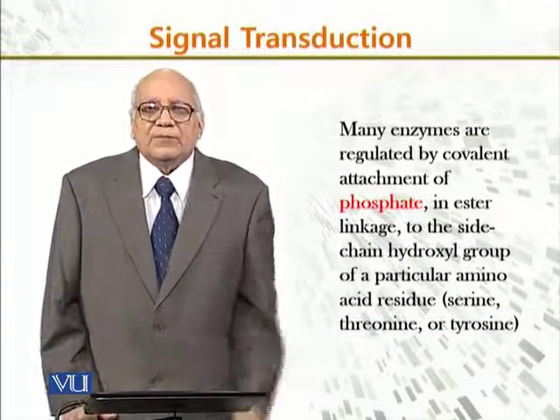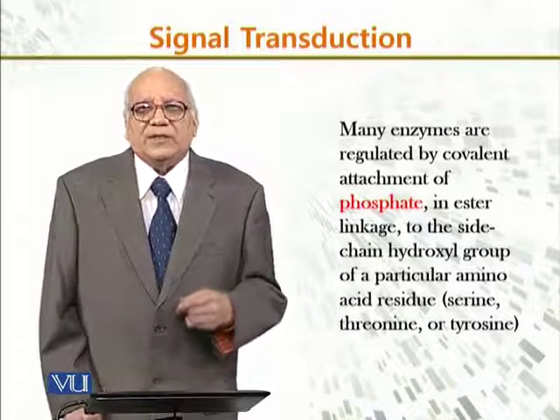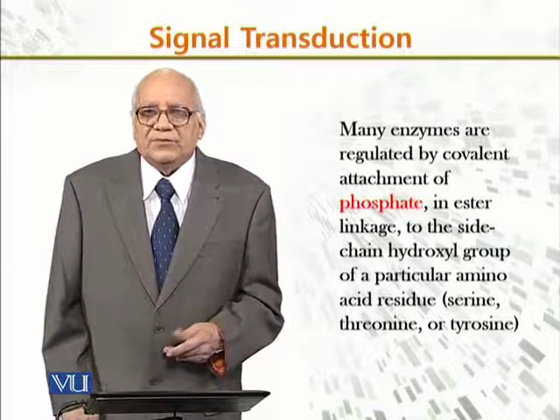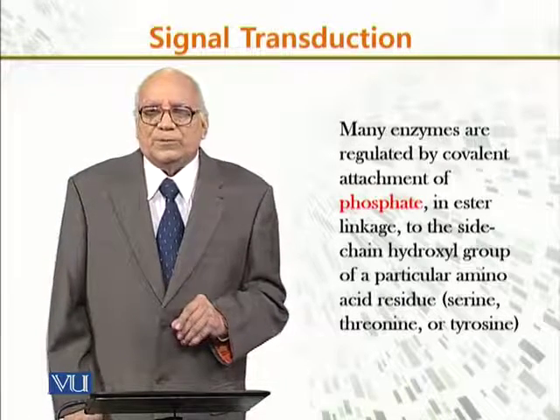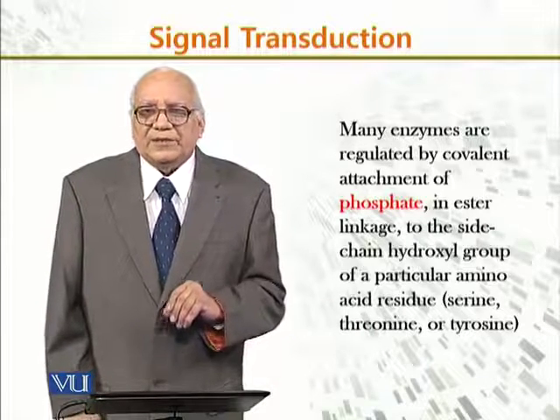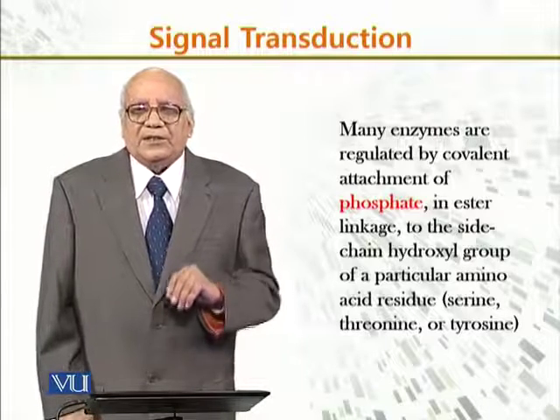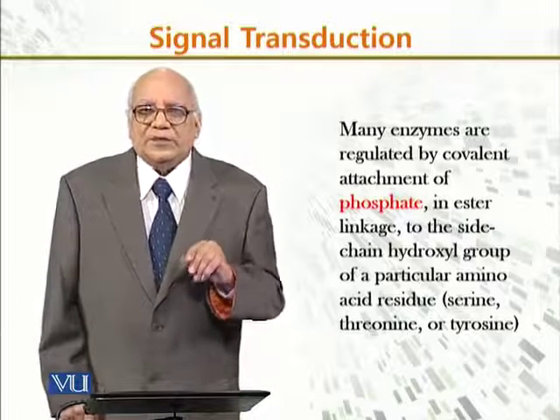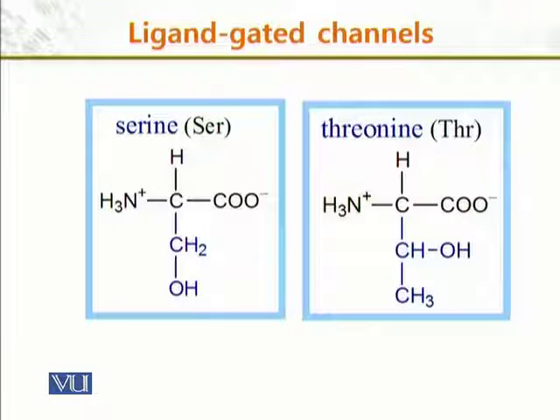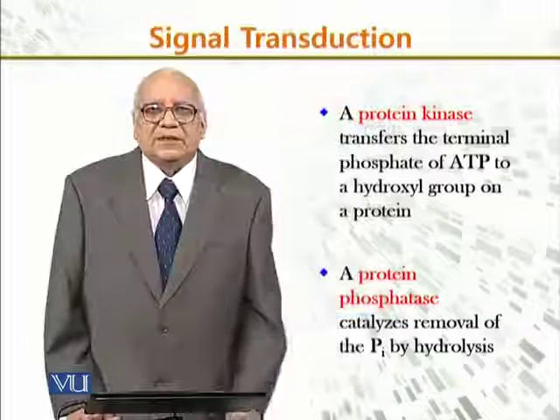The components used for signal transduction are enzymes which are regulated by covalent attachment of phosphate in ester linkage to the side chain hydroxyl group of particular amino acid residues, which are serine, threonine, or tyrosine, because the amino acid is composed of two parts. One is the side chain, and another important part is the hydroxyl group, which we can see in serine. The hydroxyl group is there, and then the amino group is on the other side, and then there is a side chain, and these are the groups which control the transduction.